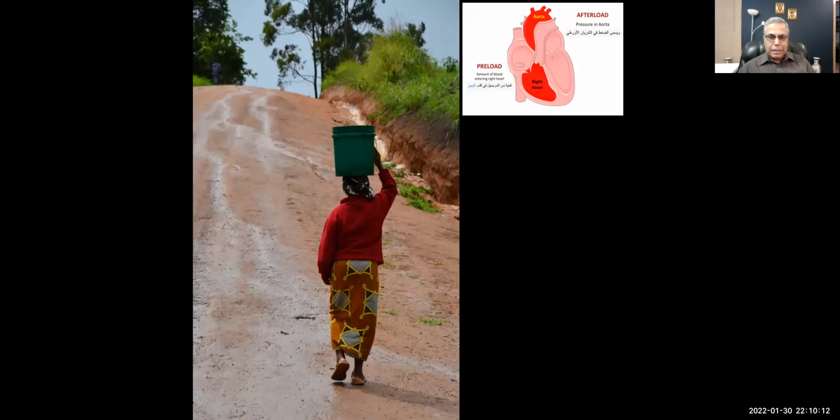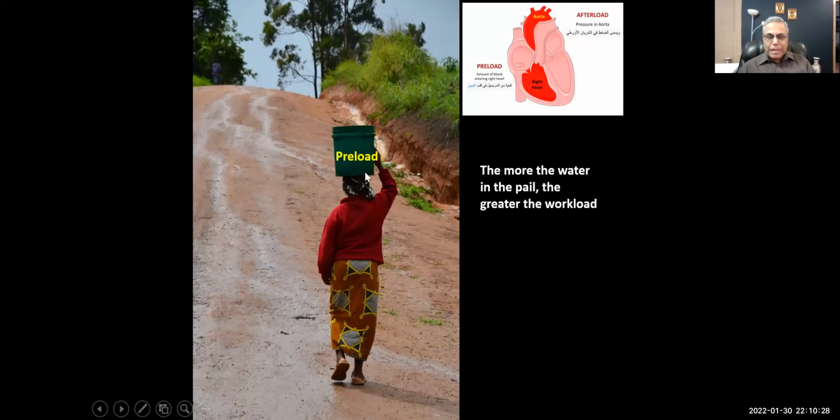See, this woman is walking with a bucket of water. There's a certain amount of water in this bucket, or we call it a pail. So this is preload. If you increase the amount of water in this pail, the weight is going to increase and the workload is going to increase on this woman, right? Now, the second thing is she's going uphill. Now, this is afterload. The steeper the slope, the greater is going to be the workload.